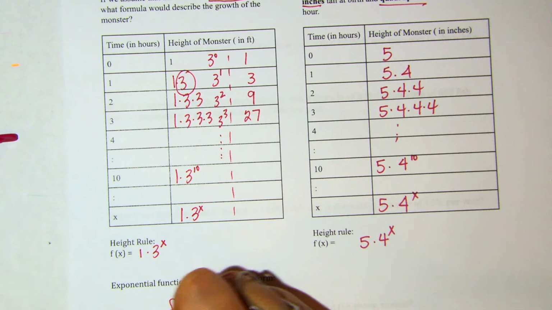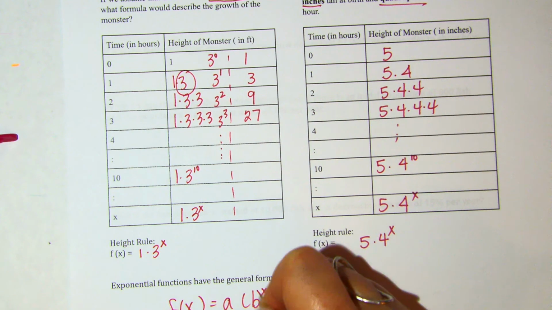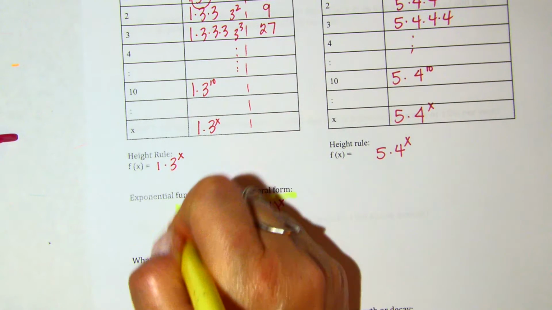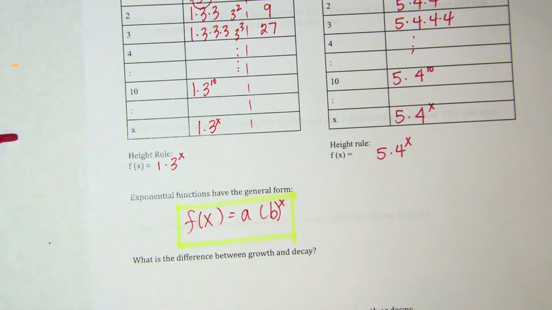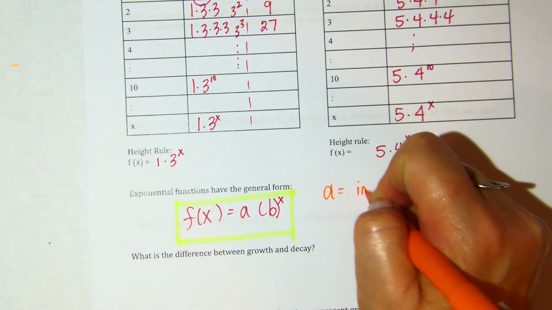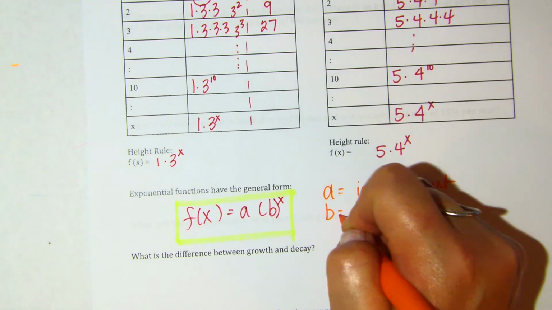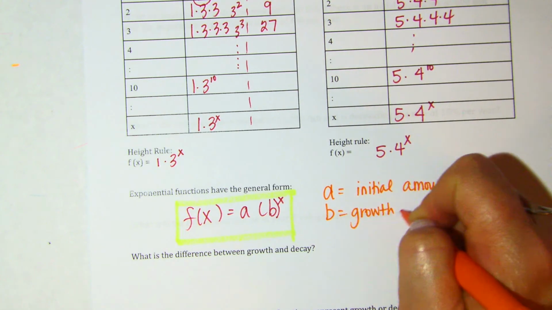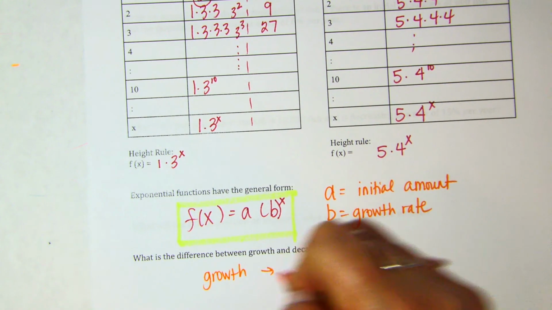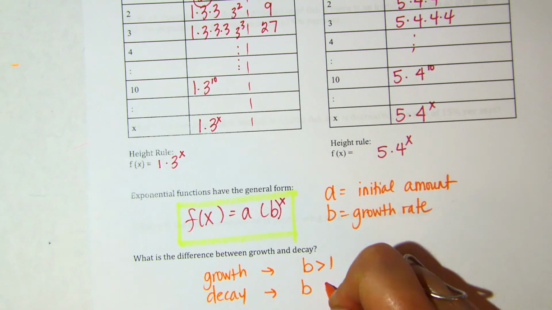So for exponential functions, this is always the form. And what does all of this mean? The A is your initial amount, it's how much you start with. And B is the growth rate. Now, growth is when your B is greater than 1. Decay is when B is less than 1.